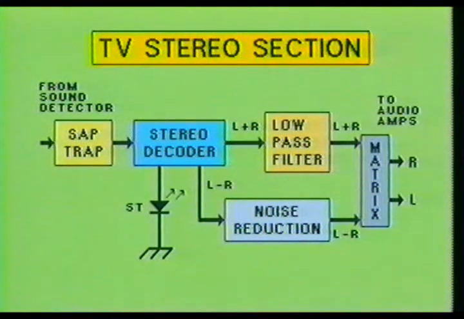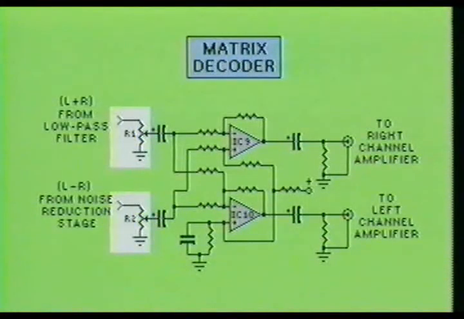The next stage the L+R and L-R signals go to is the matrix decoder stage. As you may recall in FM Radio Part 2, the same basic process which encoded the L+R and L-R audio signals may also be used to decode the L+R and L-R audio signals into individual left and right audio channels. The L+R signal comes from the low-pass filter and enters potentiometer R1, while at the same time the L-R signal comes from the noise reduction stage and enters potentiometer R2. Both R1 and R2 control the input level to the matrix decoder.